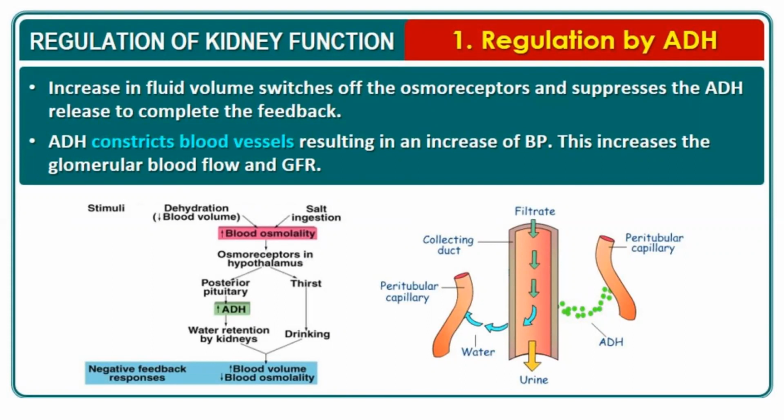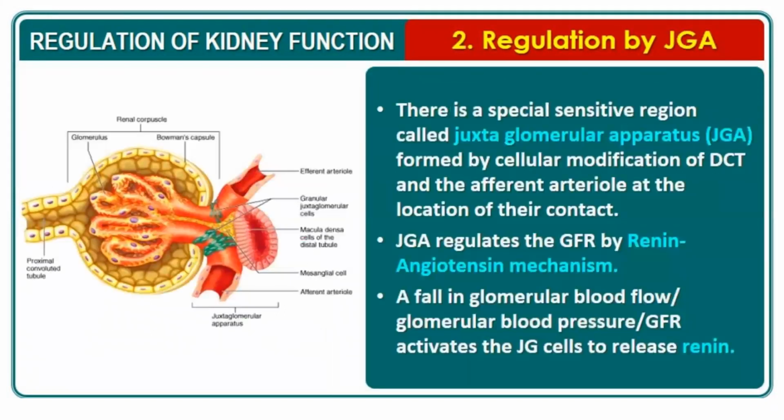ADH constricts blood vessels that will result in an increase in blood pressure, and this increases glomerular blood flow and GFR. The second one is regulation by JGA, that is juxtaglomerular apparatus. There is a special sensitive region called JGA, formed by cellular modification of DCT and efferent arterioles at the location of their contact. JGA regulates GFR by the renin-angiotensin mechanism.